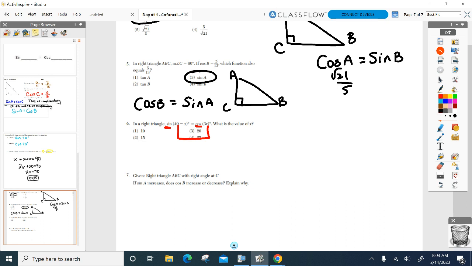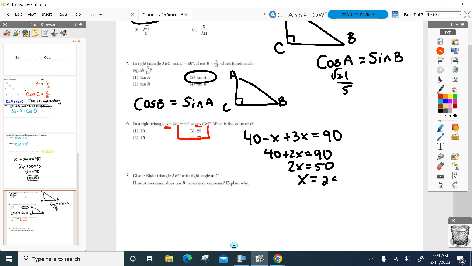Okay, so that's what I want. What am I going to add to 90 here? 40 minus x plus 3x has to equal 90 for sine and cosine to be equal. Don't set them equal. They add to 90. So if you know two angles add to 90, their sine and cosine are equal. Sine of one equals cosine of the other.